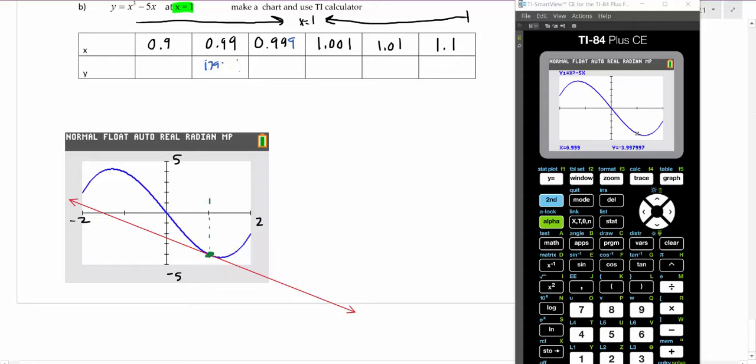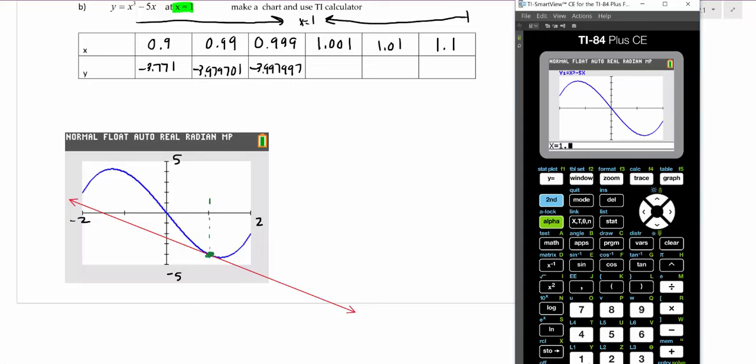I may have been kind of overlooking what I'm doing here, because what I'm wanting to do is close in from both sides like this. So let's do that again. If I trace at 0.9, I think I've been forgetting about my negative. So that's going to be negative 3.771. Now trace at 0.99. That's going to be negative 3.979701. And then trace at 0.999. And that's going to go to negative 3.997997.